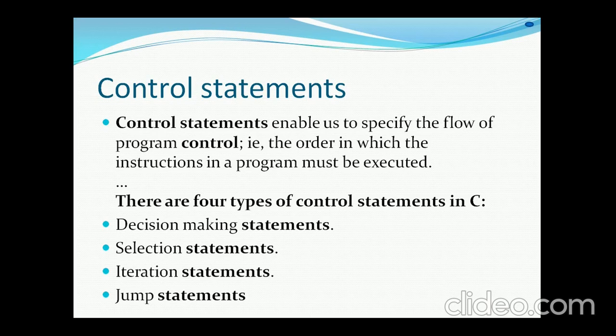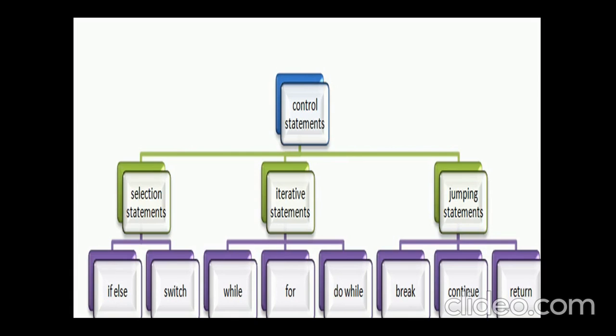Now here we have different types of control statements in C language: decision making statements, selection statements, iteration statements and jump statements. Now we'll see the different types of statements. Control statements are again divided into selection, iterative and jumping statements. Selection statements are if, if else and switch. Under iterative statements, we have while, for and do while. Under jump statements, we have break, continue and return.